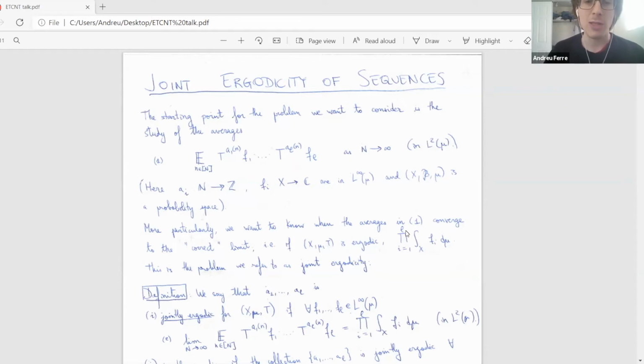and think of expressions such as, I don't know, can you see my mouse, by the way, if I hover around? Yeah, okay.